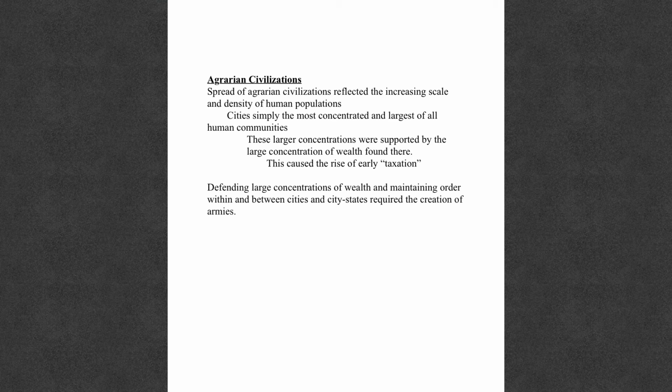Eventually here, because these areas are so wealthy and so concentrated, and we also have to maintain order because we have so many people within the city, and because we're so wealthy, we have to defend the city, we start to see the creation of armies. Because let's face it, everybody wants wealth. And if you have a lot of people together, you're going to have a lot of disagreements, and you need some entity to protect the concentration of wealth, but also to keep the peace. And more often, the armies are going to come into play.